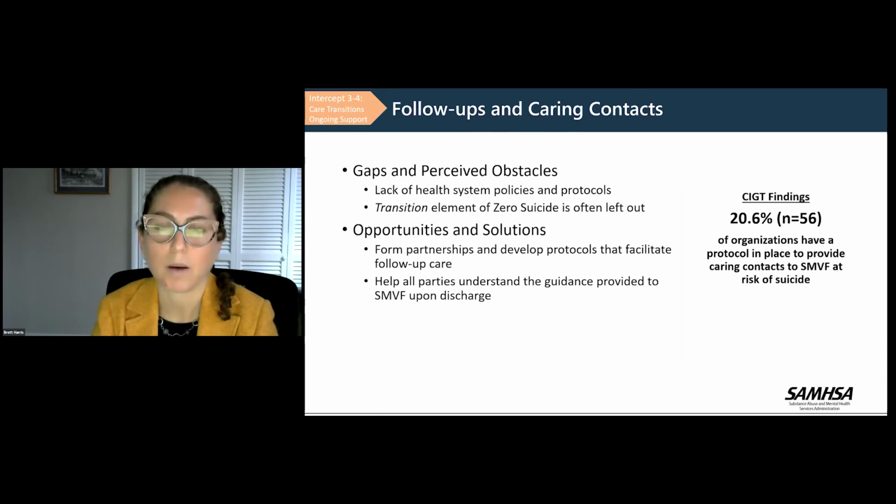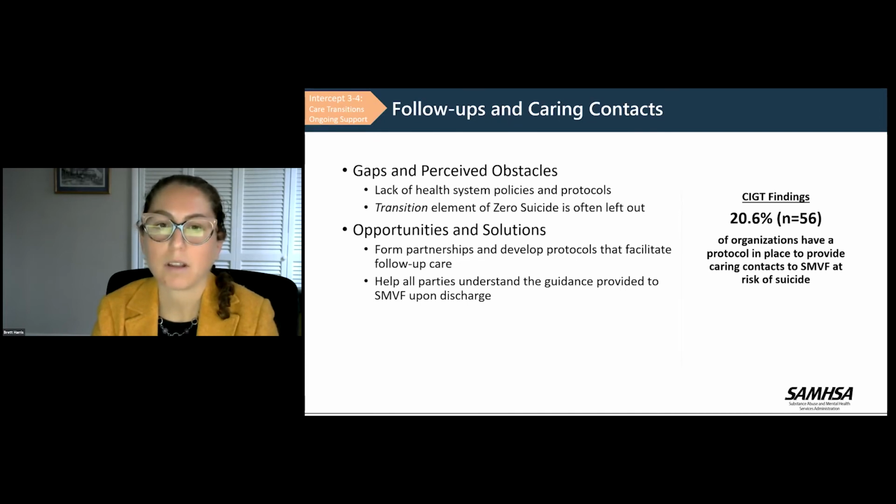So the communities mentioned a number of gaps and obstacles, including a lack of a health system policy and protocol for this. And there were some communities that were implementing zero suicide, and they said that they left the transition element out. This is really important again, because the highest risk period is in the 72 hours after discharge. And we talked about a week after discharge, I think it's like 300 times the risk of suicide. It's like 200 times in the month after discharge. So it's really critical that a number of measures be taken upon discharge.